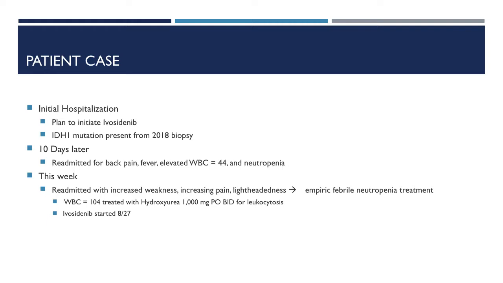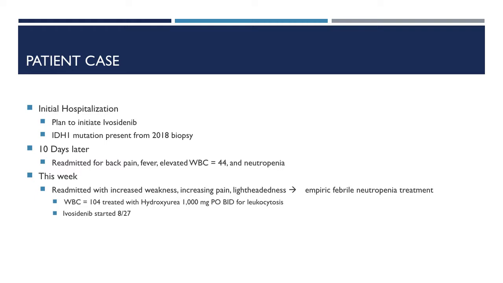So back to our patient case. With his initial hospitalization, there was the plan to initiate ivosidenib, and this was based on his IDH1 mutation that was present from his 2018 biopsy, as well as this drug being newly FDA approved. So the Cancer Center got to work on getting this drug for this patient because unfortunately it's not on Colorado Medicaid's formulary yet, so he can't get it through that, but they worked out a deal with the drug manufacturer where they will provide it to him for free.